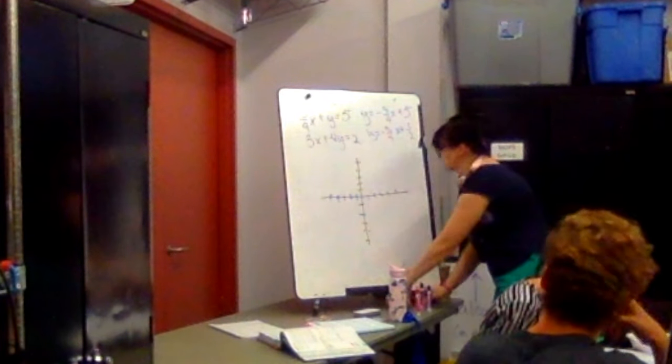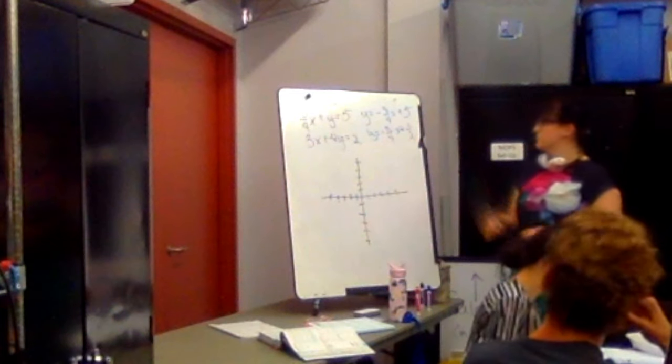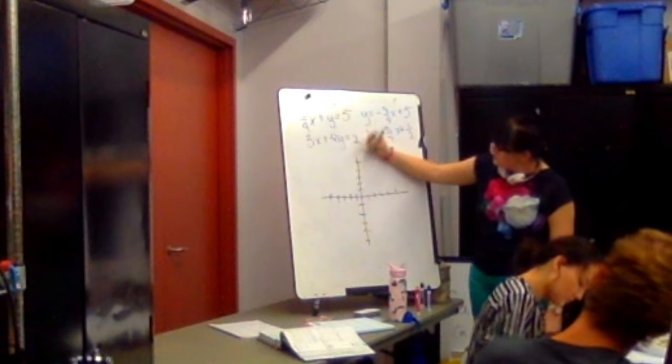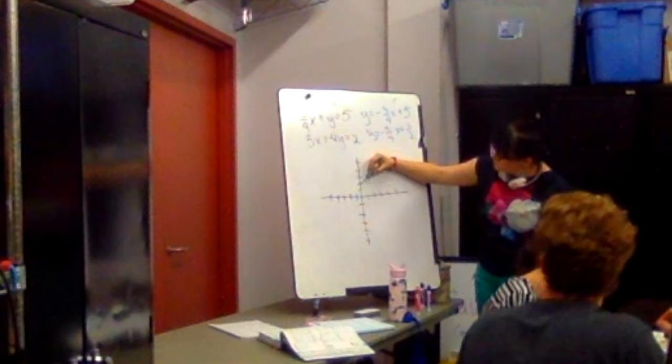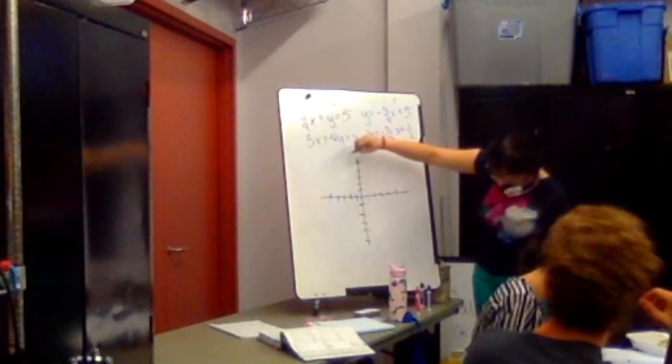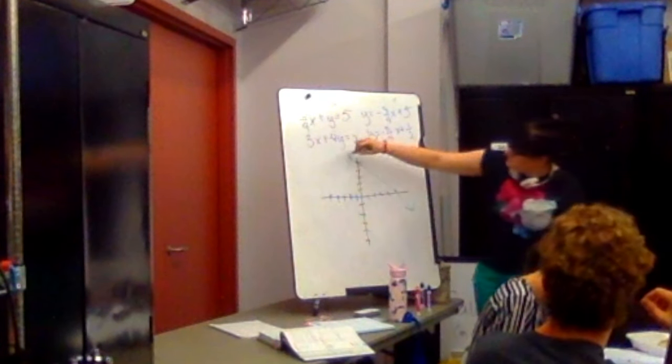Equation 1. Y equals negative 3/4 x plus 5. Plus 5. Down 3. 1, 2, 3. Over 4. 1, 2, 3, 4. Connect.